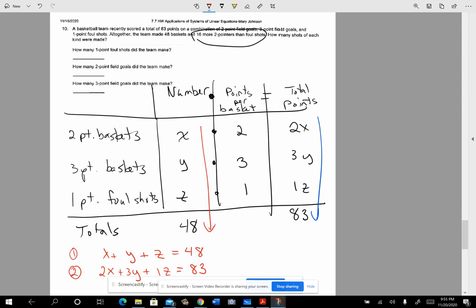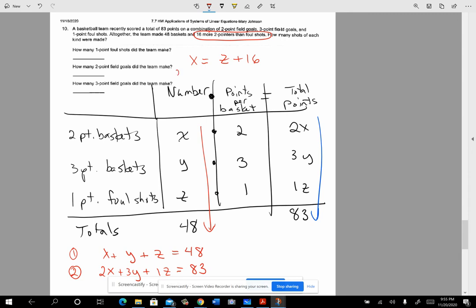Okay, so if Z is the number of foul shots, they earned 16 more 2-pointers than that. So the number of 2-pointers, which is X, should equal the foul shots plus 16.